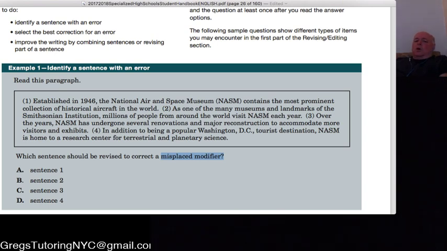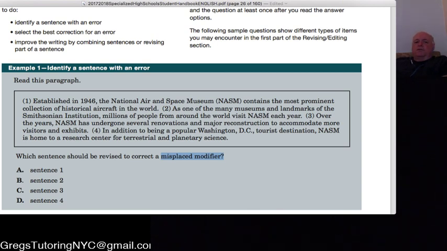And almost always when they're asking about a misplaced modifier, in the case of the SHSAT, they're not really talking about the adjective-noun case. They're talking about a phrase. A whole phrase, there's something wrong with it, okay? So we're going to just go through each case.